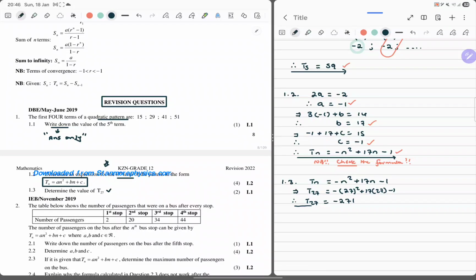Now remember, there's no way one can check this, right? So the most important is to ensure that this formula is written correctly and that the substitutions are correct and that the operation is good. So meaning the calculator must be on point here.